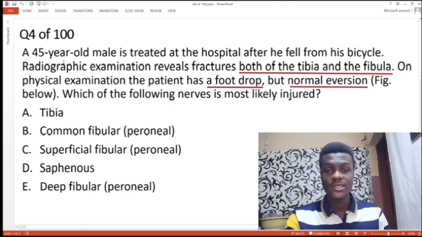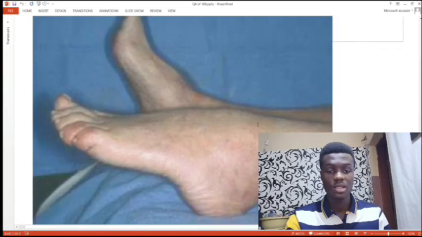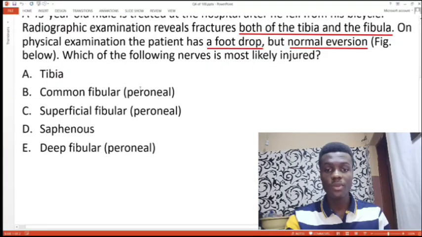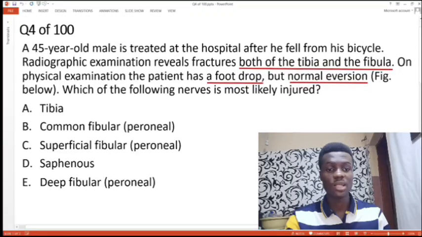It says a 45-year-old male is treated at the hospital after he fell from his bicycle. Radiographic examination reveals fracture of both the tibia and the fibula. On physical examination, the patient has a foot drop but normal eversion. There's a figure below that shows the patient's leg. Which of the following nerves is most likely injured? Tibial nerve, common fibular nerve, superficial fibular nerve, saphenous nerve, the deep fibular nerve.